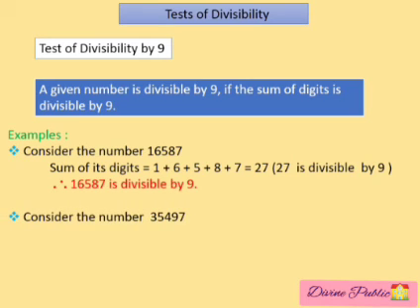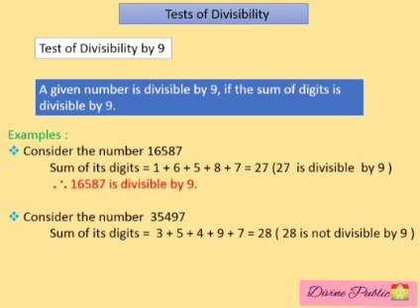Now consider the number 35,497. Here, sum of its digits is 3 plus 5 plus 4 plus 9 plus 7, that is 28, and it is not divisible by 9. Therefore, 35,497 is not divisible by 9.